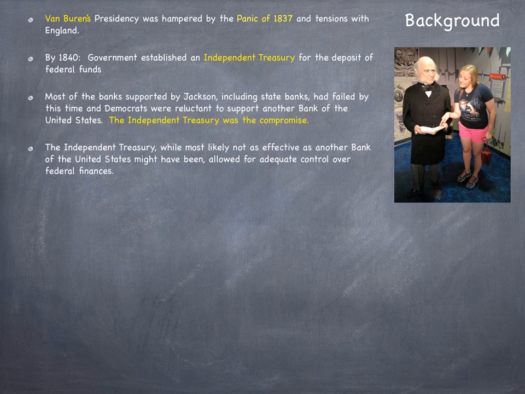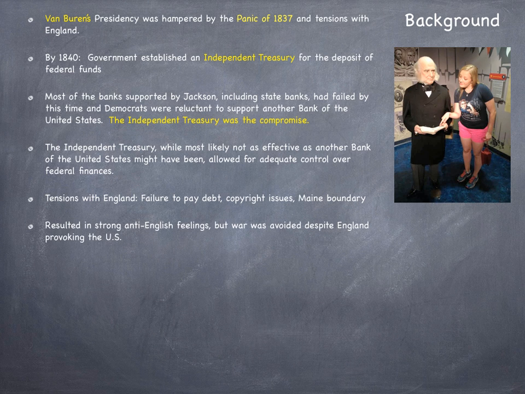The independent treasury, while most likely not as effective as another bank of the United States, allowed for adequate control over federal finances. We also have some tensions growing with England at the time relating to some debt, copyright, and boundary issues. And this resulted in some pretty strong anti-English feelings. But war was avoided despite the English provoking the United States.